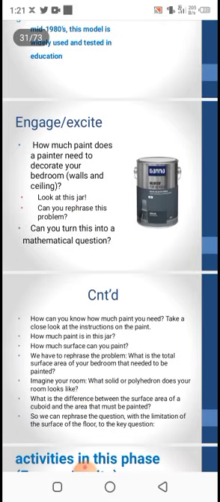Engage and or excite. This is the first phase in this 5 E model.